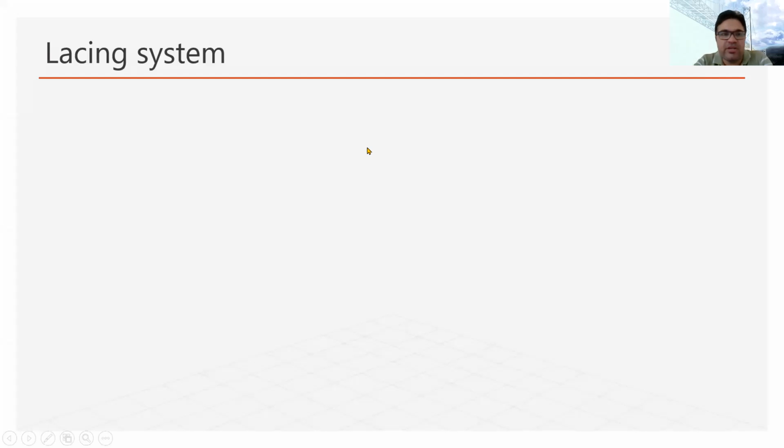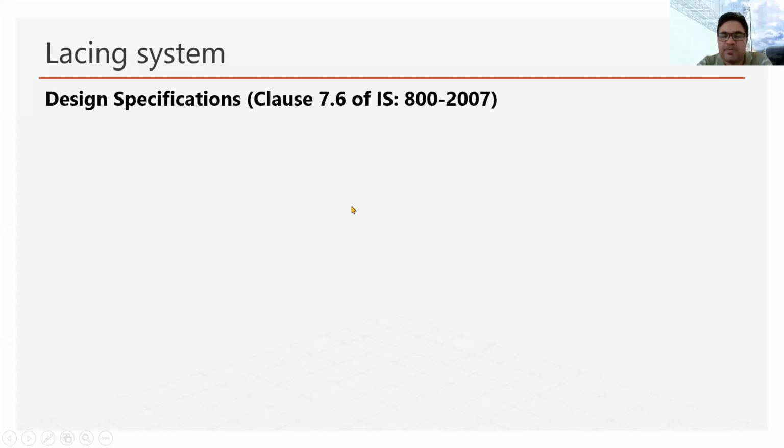Hello, welcome back. So we were discussing the lacing system. In the previous part, I discussed the general requirements of the lacing system. Now in this part, we are going to discuss the design specification. What are the various specifications that we follow as per this clause?